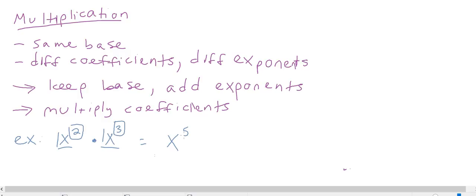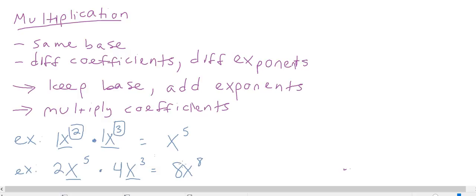Let's try one that has coefficients other than 1. Let's say we have 2x to the 5th times 4x cubed. Do they have the same base? They both have a base of x. Do they have different coefficients? Yes, they do. The first one has a coefficient of 2 and the second one has a coefficient of 4, but that's okay. Do they have different exponents? Yes, they do. That's also okay. They're allowed to have different exponents. So what do we do? We keep the base, add the exponents. 3 plus 5 is 8. And we multiply the coefficients by each other. 2 times 4 is 8. So the answer is 8x to the 8th.